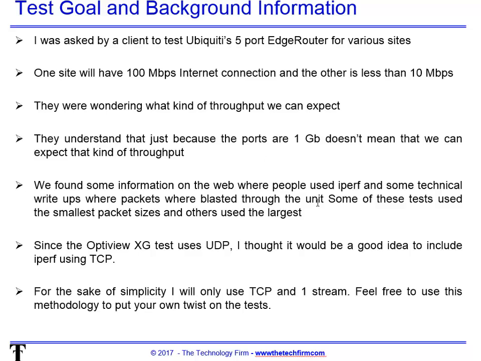We found some information on the web. People used Iperf and some other packet blaster stuff, and guess what? They weren't clear on how they tested, what the packet sizes were, that sort of thing. That's why I like using the XG. With the XG, I would vary the packet sizes, but then I realized the XG actually uses UDP, and that's the way NetScout does things. There's nothing wrong with that, it's just the way it does it. So I wanted to balance the tests out with TCP.